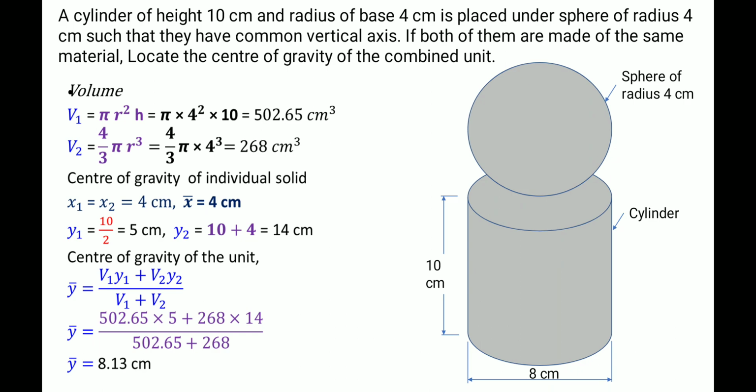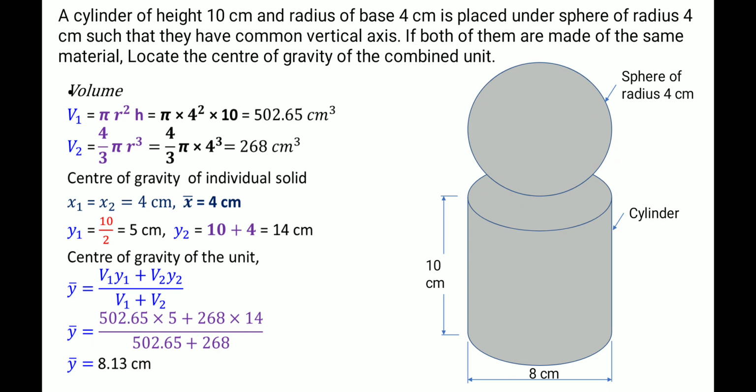Placed under the sphere. So the cylinder is under, and the sphere is on top, of radius 4, such that they have a common vertical axis. If both of them are made of the same material, locate the center of gravity of the combined unit. Here they are explaining about homogeneous material, because for heterogeneous materials the density also differs, but for our problems they will give only homogeneous solids.